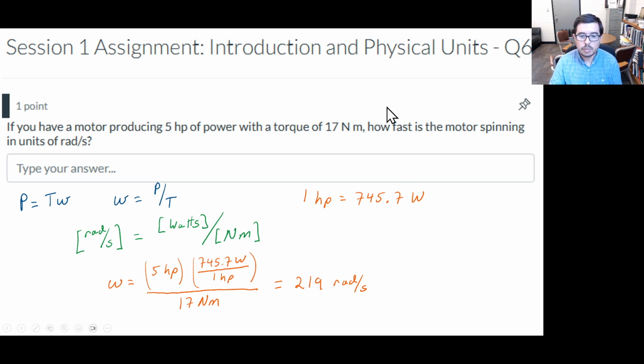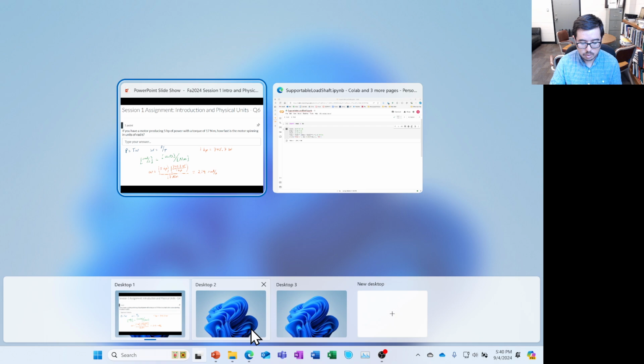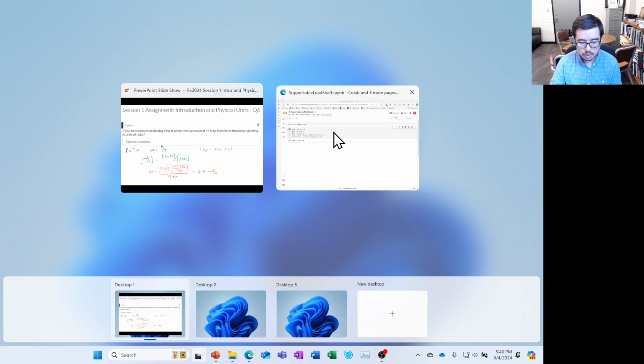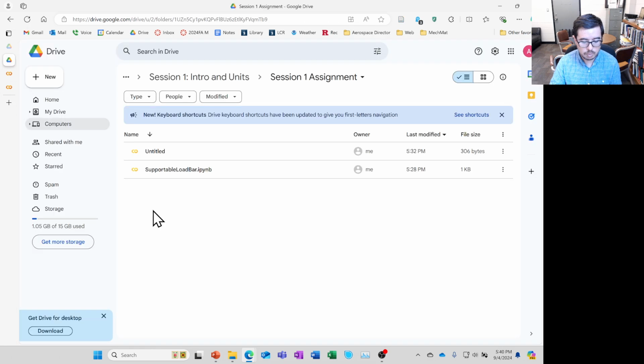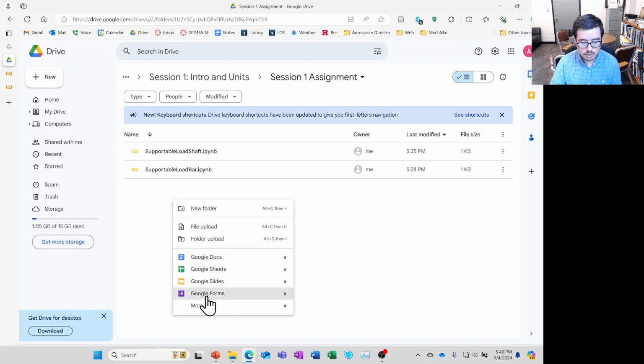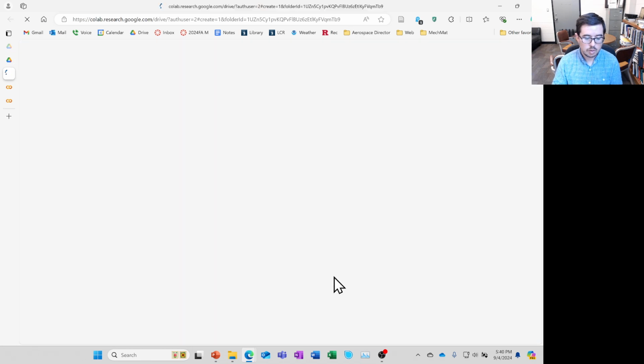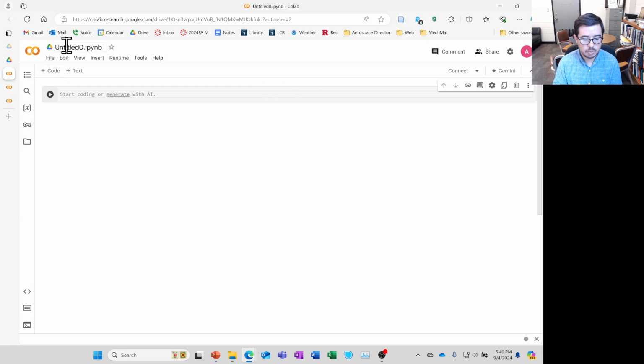Now, how do we go about doing this in Colab? So let's go back to our browser here. Oh, that's an old one, so I'll come back here, and we'll call this shaft power. And once again, we do import numpy as np, and I'll go ahead and run that and create a new cell like that.